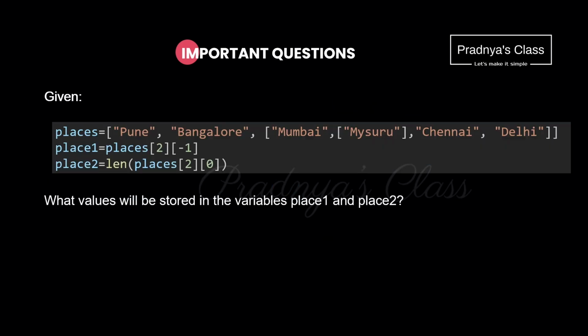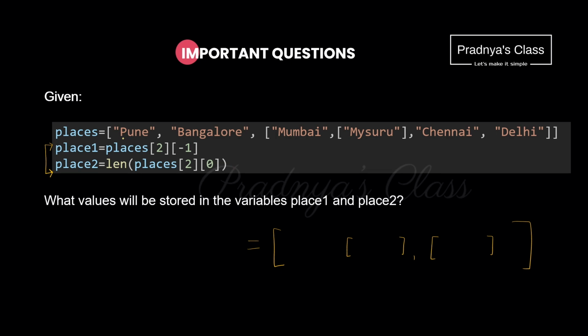Proceeding to the next question. If you can solve this yourself, pause the video. This is based on the nested list. Before attempting any question, look at the question carefully. Here is one nested list. We need to tell the values which will get stored in the place 1 and place 2 variables. Hope you know the concept of nested list. When we write one list within another list, it is called a nested list. With these statements, we are trying to access the individual elements of the nested list.